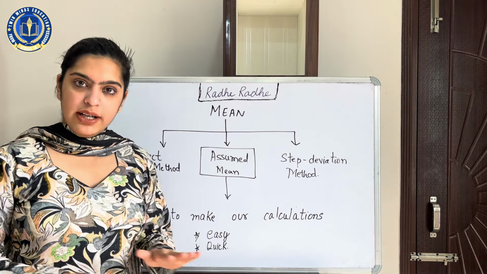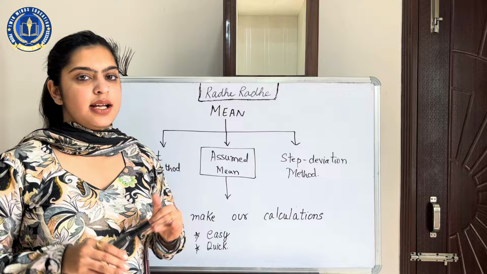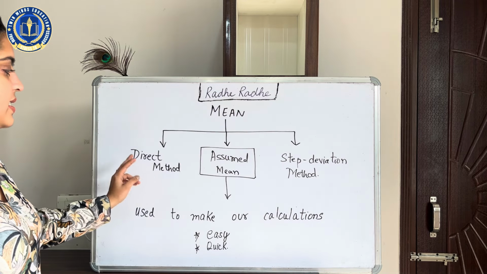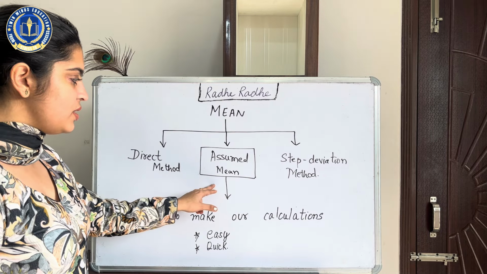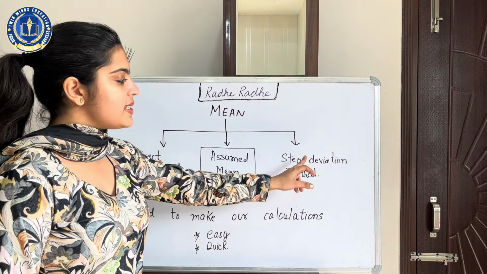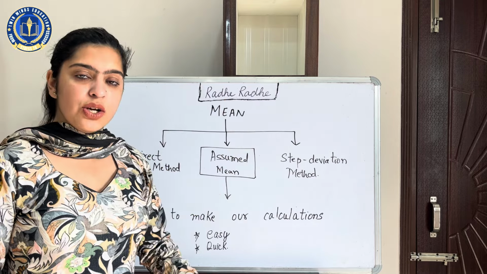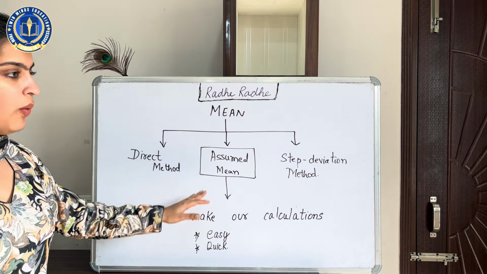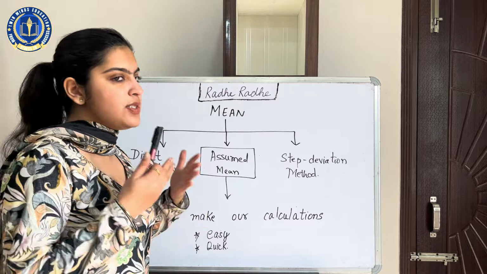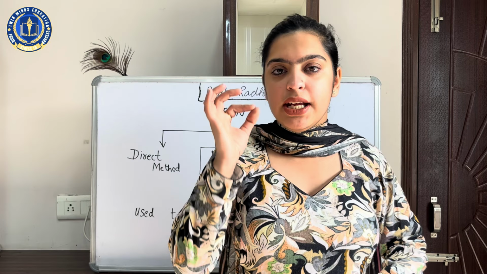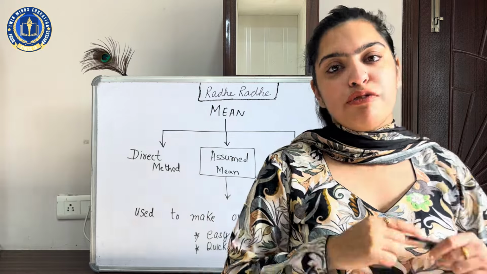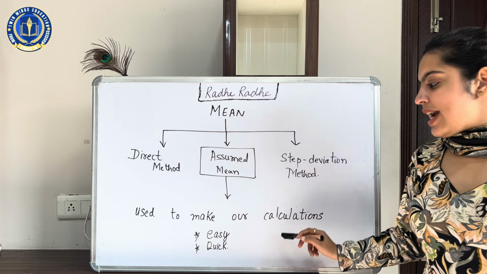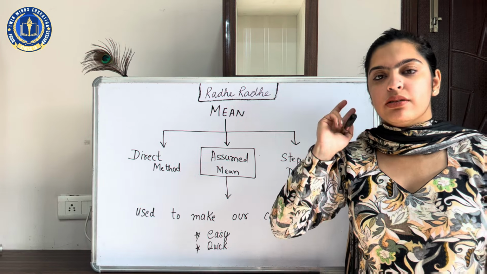One thing which has already been discussed, but we are discussing again, is that we have three methods to calculate our mean. The first method is direct method, second is assumed mean method, the third is step deviation method. In this video, we are going to start with assumed mean method. Now, why do we use assumed mean method? The very benefit that we get from assumed mean method is that it is used to make our calculations easy and quick.